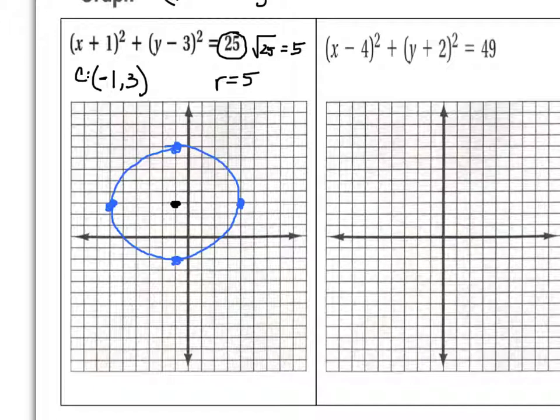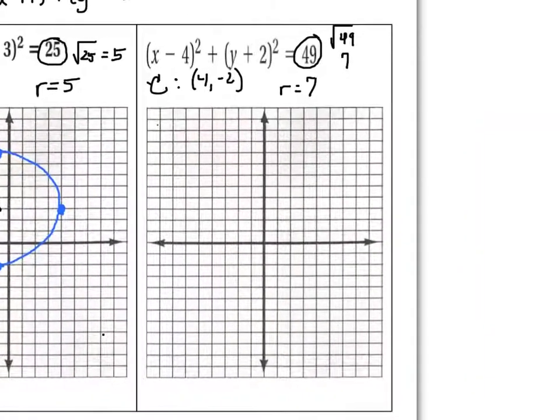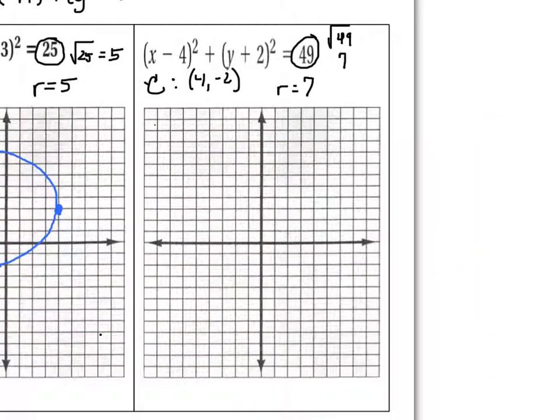Let's take a look at example number 2. On this one, the center is the ordered pair (4, -2). I take the square root of this number: the square root of 49 is 7, so my radius is 7 units. If we move this over here, you'll notice our circle is going to be a little bit off our graph, but that's okay in this case. I go right 4 and down to here, and this is my center.